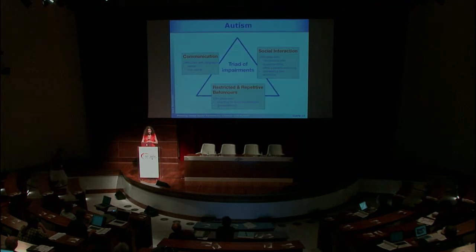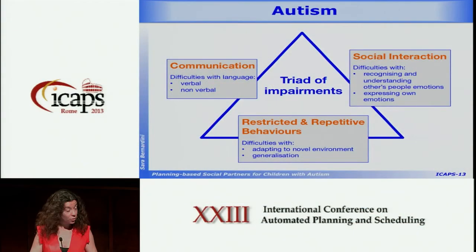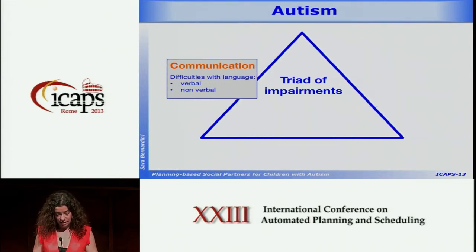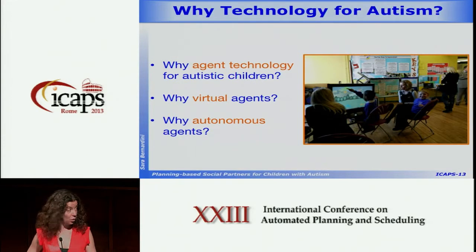So autism is a spectrum of neurodevelopmental conditions that affect three areas: communication, social interaction, and patterns of restricted and repetitive behaviors. But here we just focus on communication, in particular difficulties with both verbal and non-verbal language. So you might wonder why technology for autism.